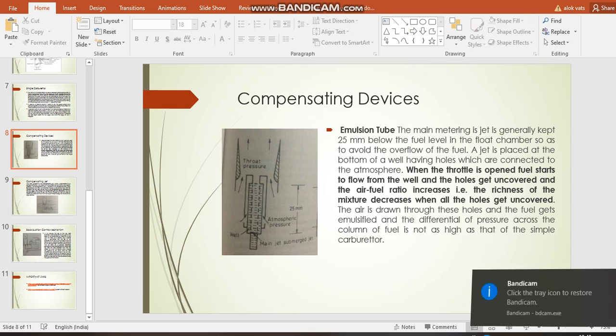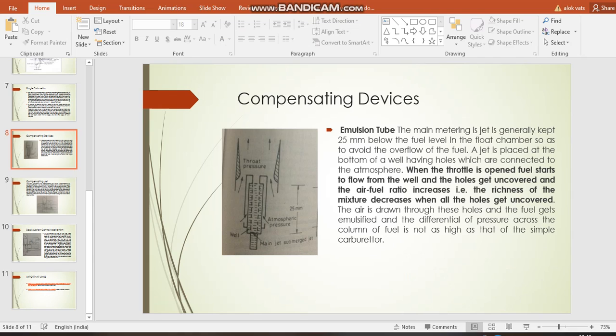Well, dear students, in the previous slides, we saw that the simple carburetor is not able to function properly in the AB and BC region. So there are some compensating devices which we attach along with the simple carburetor in order to make it function well. The first one is the emulsion tube.